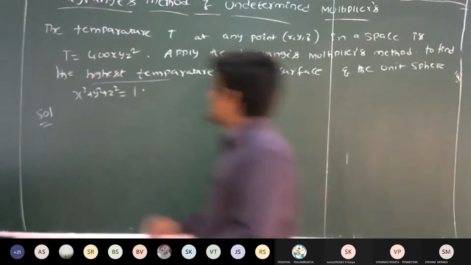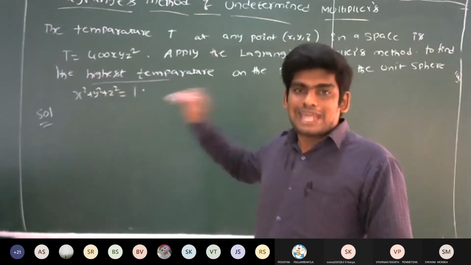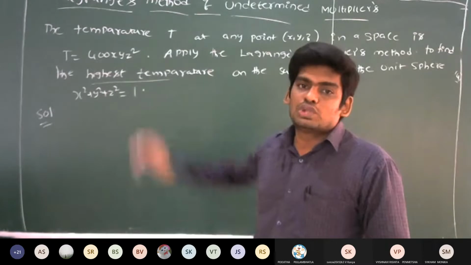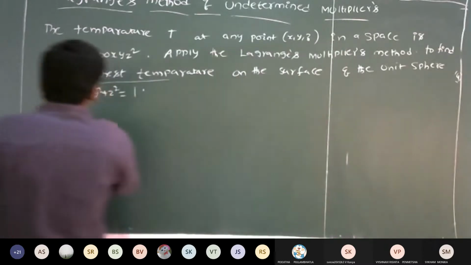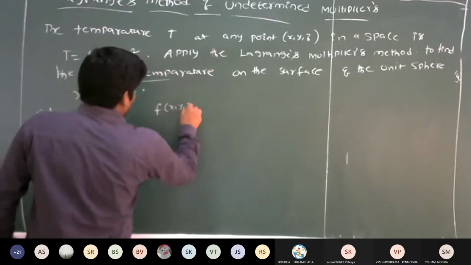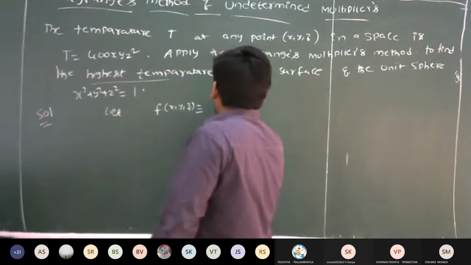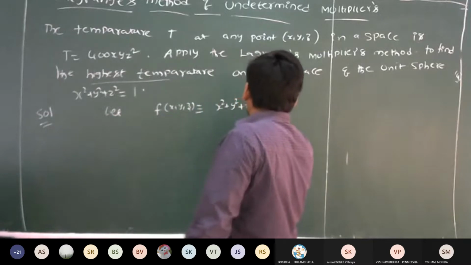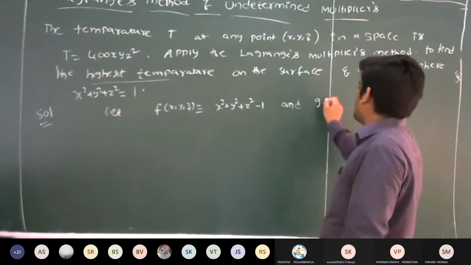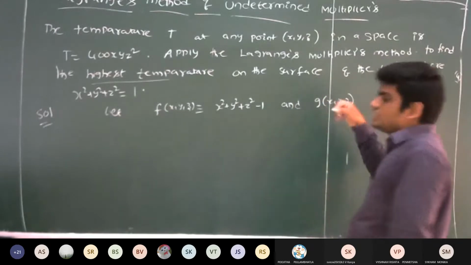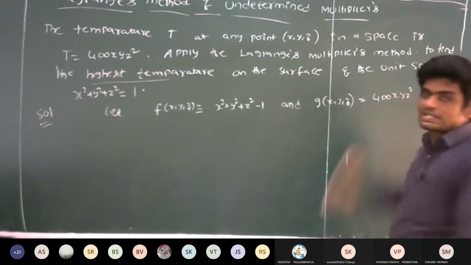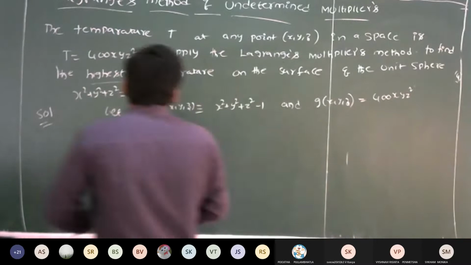Based on step 1 of the working procedure, first we have to form the Lagrangian form for the given functions. For our simplification, I am assuming that f of x comma y comma z is equal to x square plus y square plus z square minus 1, and take g or T, whatever it may be, it is your choice. So g of x comma y comma z is equal to 400 x y z square.